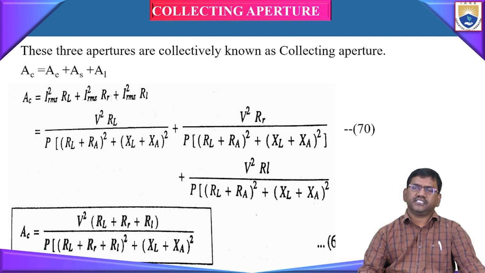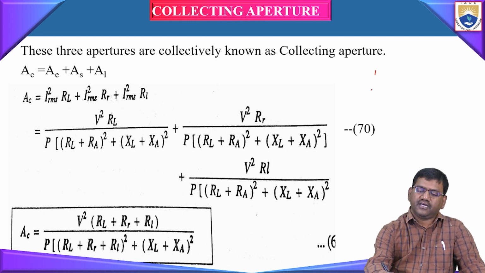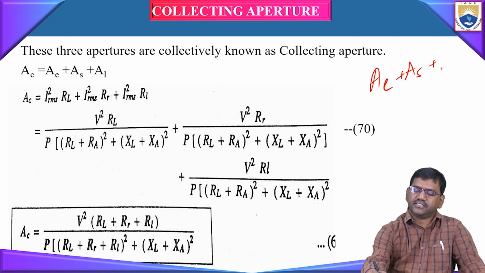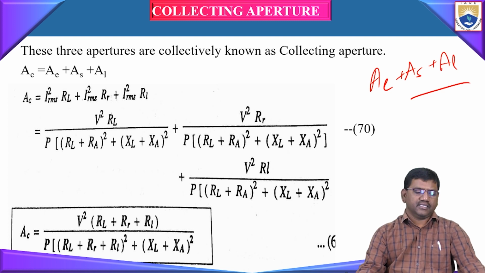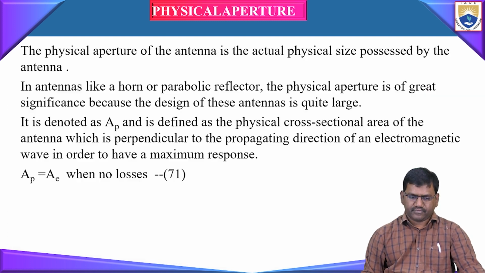The collecting aperture is a combination of three: the effective aperture, the scattering aperture, plus the loss aperture. The combination of these three we collectively call the collecting aperture.